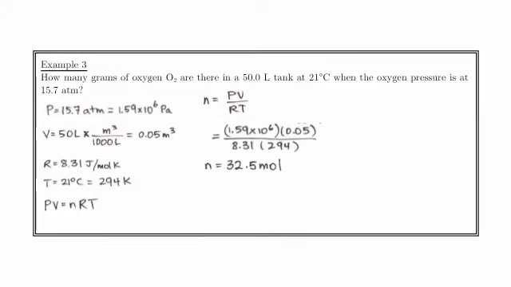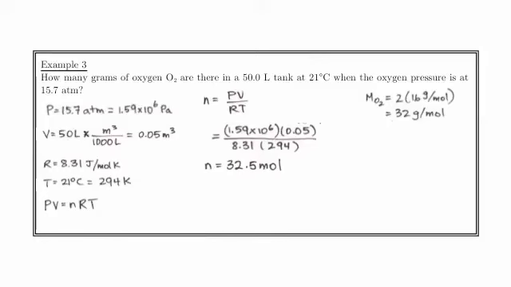Now, this isn't the answer to the question, because we actually want to know how many grams of oxygen there are. And so now we take the molar mass of oxygen gas. And oxygen gas is, of course, a diatomic molecule. So for our molar mass, we need to take 16 grams per mole, but we need to multiply it by 2, because this is the gas. The gas is O2. And we get 32 grams per mole.